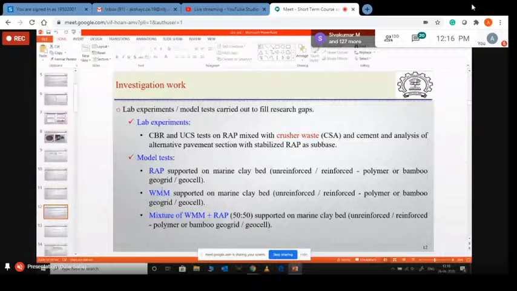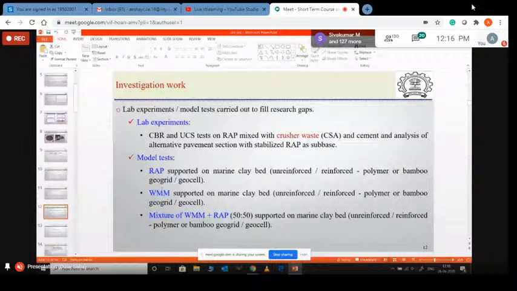Once we did 50-50, 50% RAP and 50% crusher waste with cement, varying the percentage of cement, we found that with 2.5% cement, 50% RAP, 50% crusher waste, and 2.5% cement, I get 100% CBR. So the increase of CBR was very, very substantial. So that was the requirement. Based on the CBR criteria, 50% RAP, 50% crusher waste, 2.5% cement exceeds the CBR value of 100%.